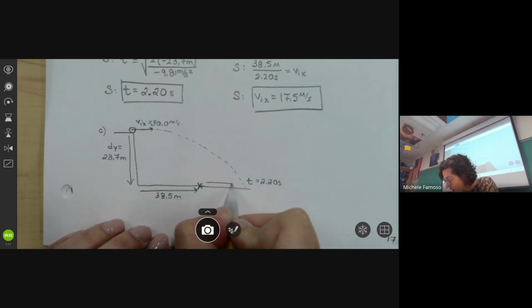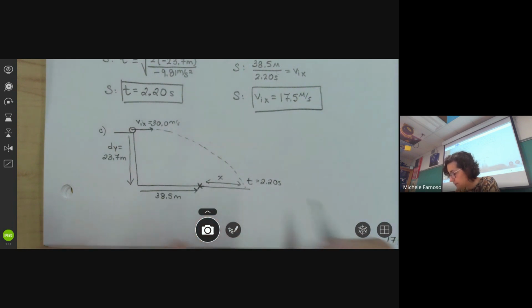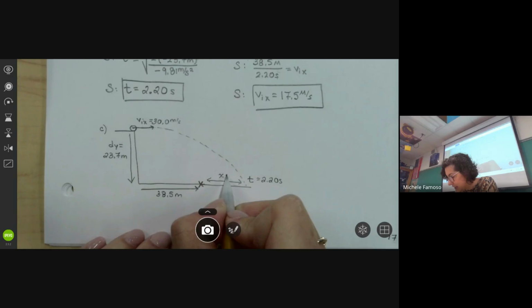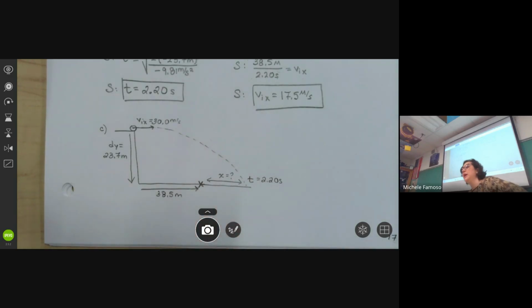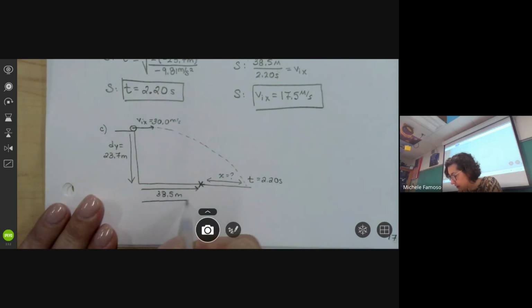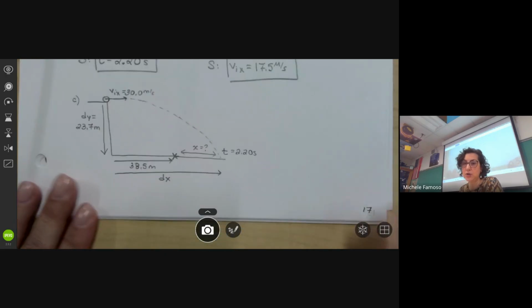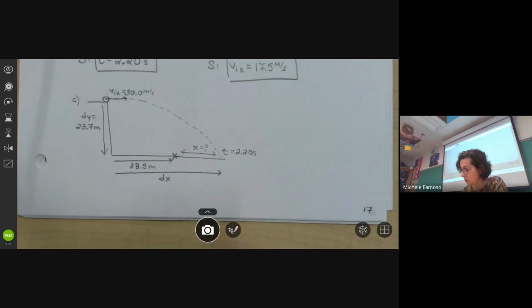I'm asking you in this problem, I'm going to call that X. I want to know, what is that X? I'm going to tell you right now, you can't find it in one step. What you can find is the range. You can find the range. And then once you have the range, how would you get the X? Subtract the 38.5 meters from it.